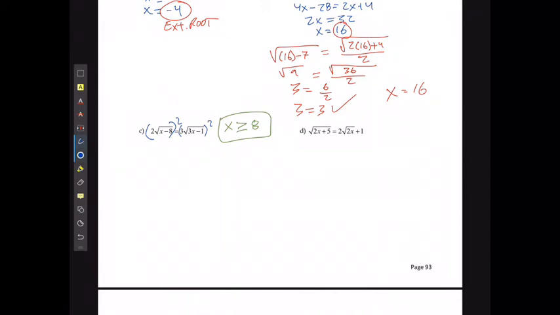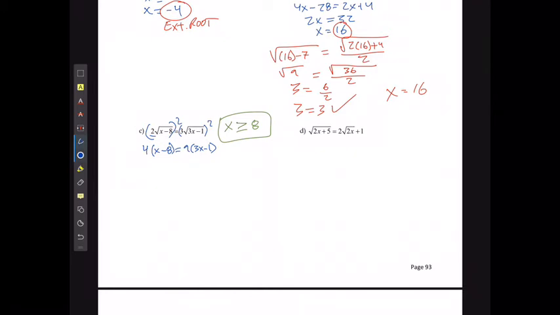On the left-hand side, 2 squared is going to give me 4, and the radical squared is going to just give me the x minus 8, remembering to replace it with brackets. On the right-hand side, 3 squared is going to give me 9, and then bracket 3x minus 1.